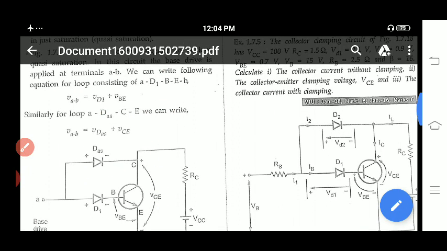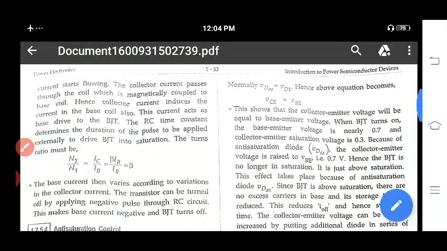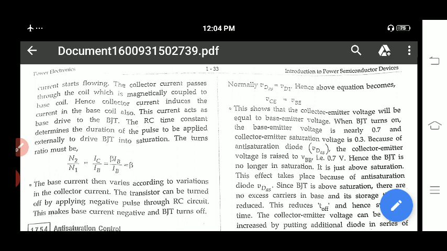You can equate these two V_AB expressions, so that you get V_D1 plus V_BE equals V_DAS plus V_CE. You know that V_DAS equals V_D1. Hence from the above equation you will get V_CE, the collector to emitter voltage, equal to V_BE, the base to emitter voltage. So because of this, collector to emitter voltage will be equal to base to emitter voltage.